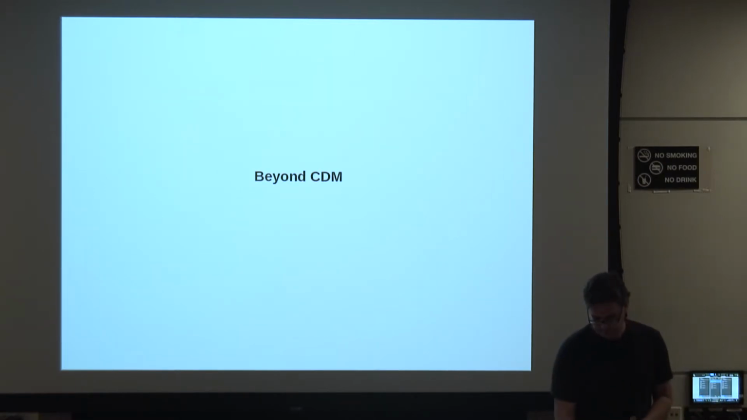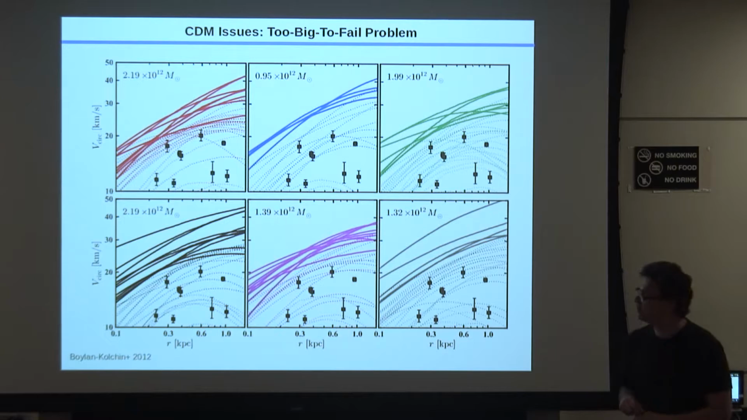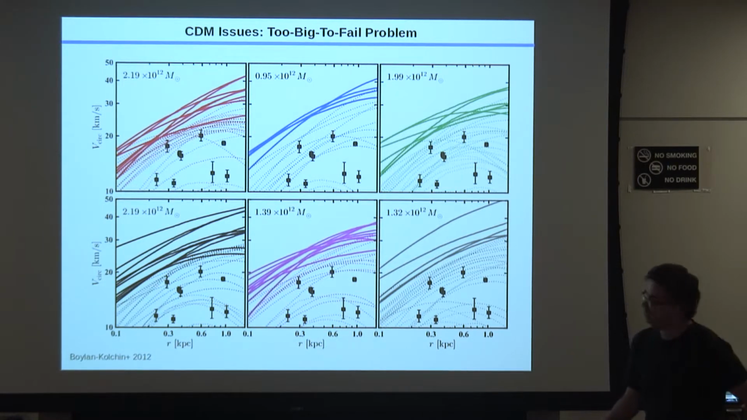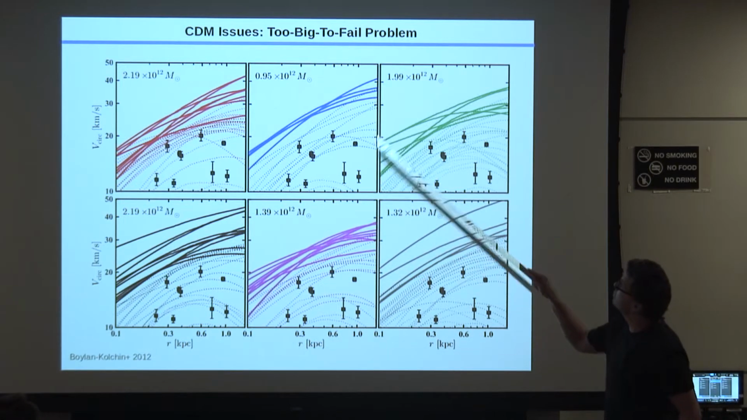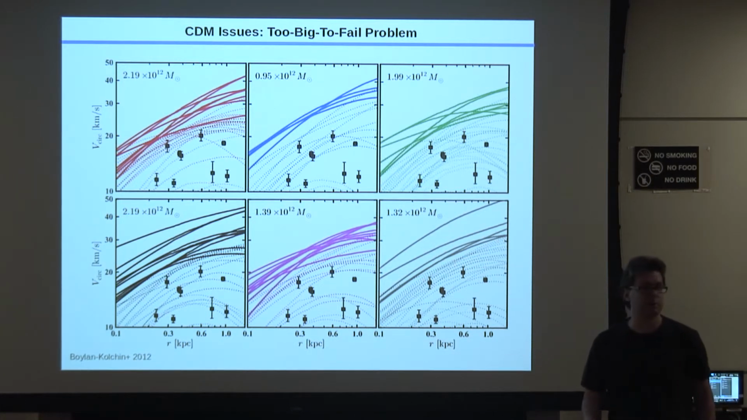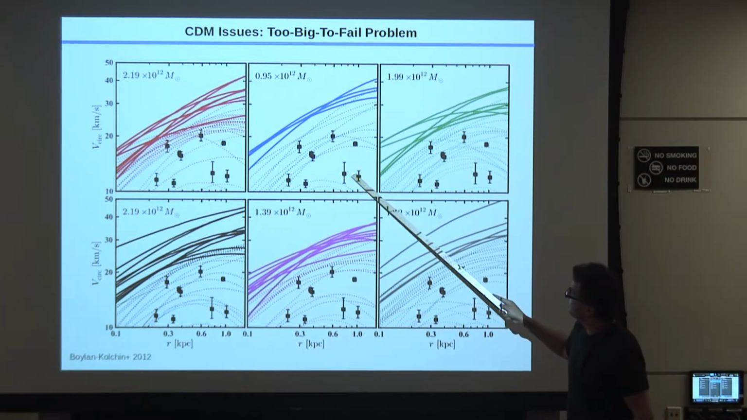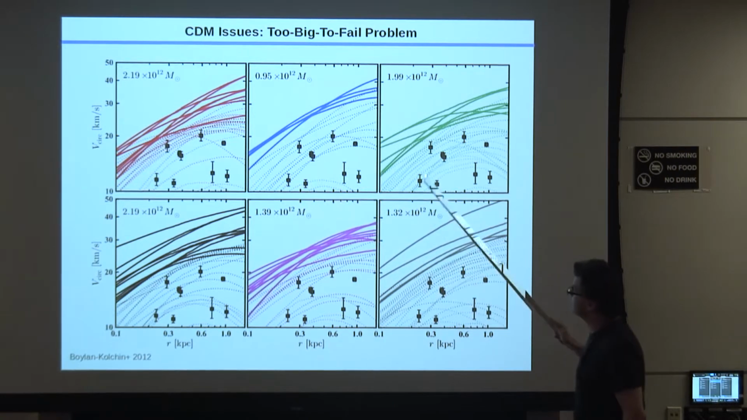Over the last couple of years, one of the strongest problems that was pointed out was the so-called too big to fail problem, pointed out by Mike Boylan-Kolchin. This is a very busy slide, but let's start with the data points here. You see these data points are always the same in all these panels.